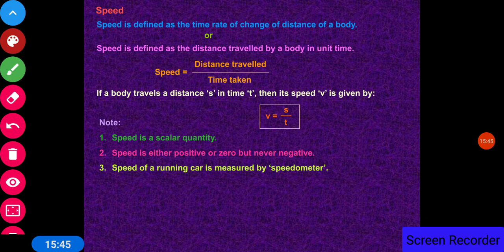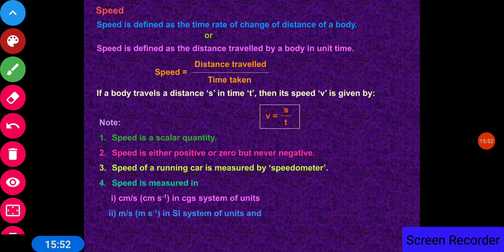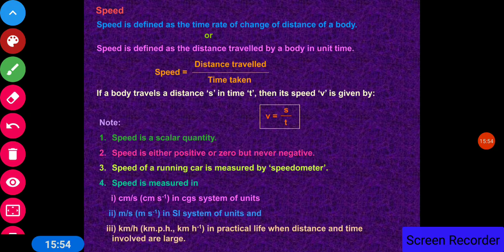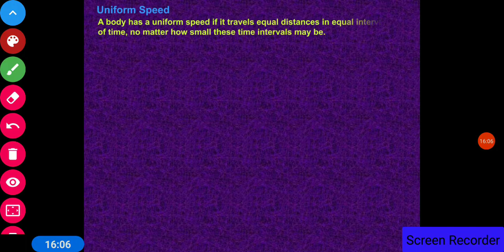The speed of a running car is measured by a speedometer. Speed is measured in centimeter per second or meter per second, or in kilometer per hour, which is the practical unit in practical life when distances and the time involved are large. So, uniform speed. This you have already studied in the previous classes. A body has a uniform speed if it travels equal distances in equal intervals of time, no matter how small these time intervals may be.